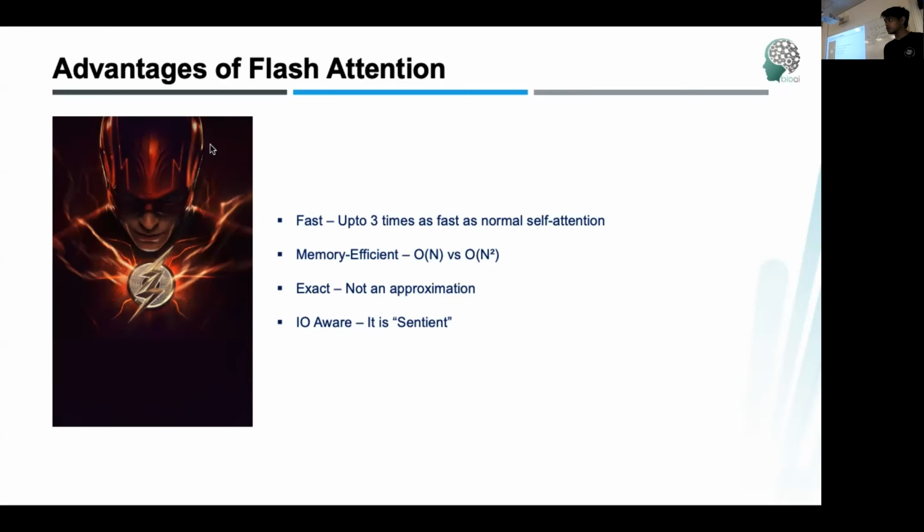And it is not an approximation, which means it is not a numerical method where we tend to approximate the values. It is exactly the same thing, in an algebraically provable manner, and it just breaks the entire operation into smaller chunks and does the entire thing. And the last thing is sentient. It's not really sentient, but in the sense that it uses the underlying GPU hardware really, really well.